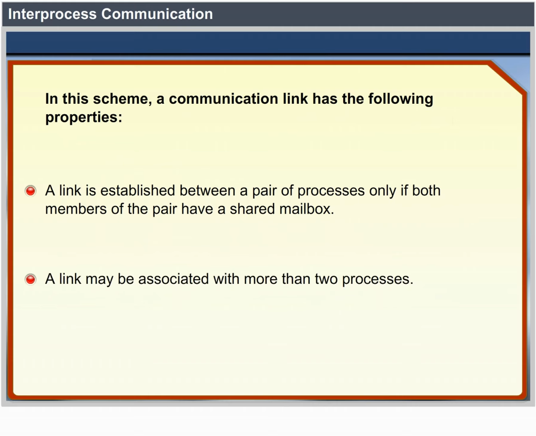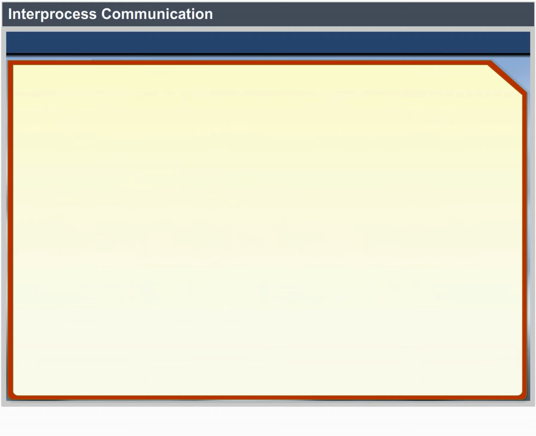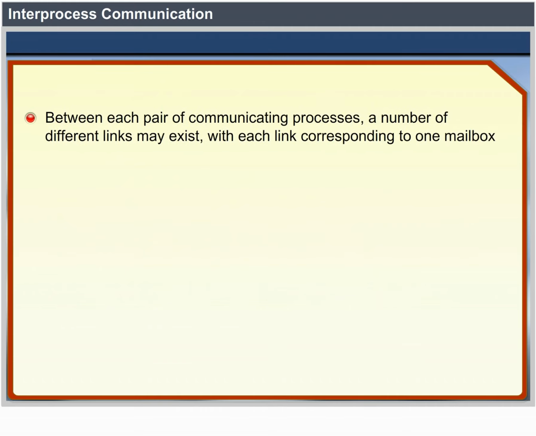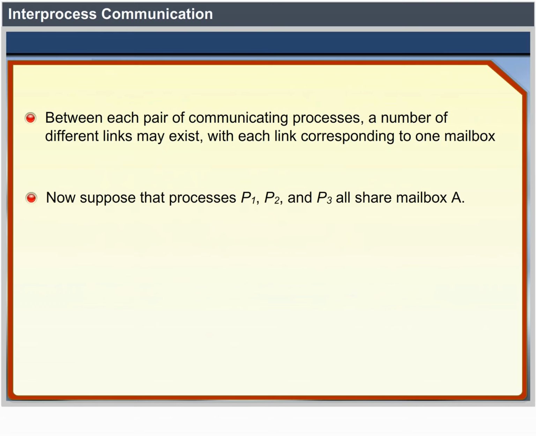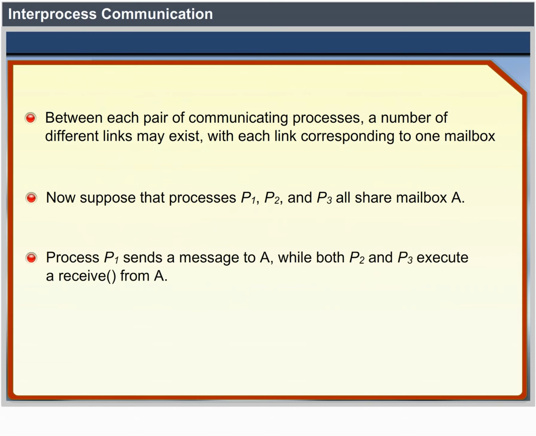Between each pair of communicating processes, a number of different links may exist, with each link corresponding to one mailbox. Now suppose that processes P1, P2 and P3 all share mailbox A. Process P1 sends a message to A, while both P2 and P3 execute a receive function from A. Which process will receive the message sent by P1? The answer depends on which of the following methods we choose.